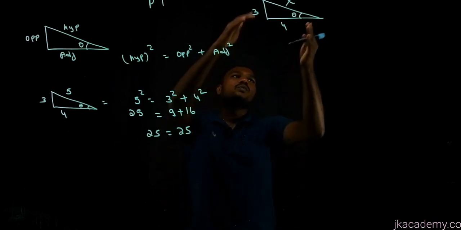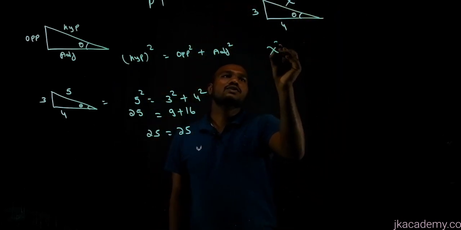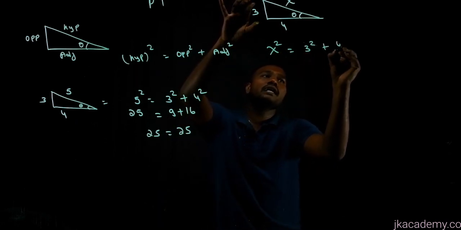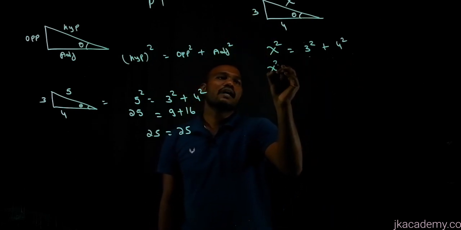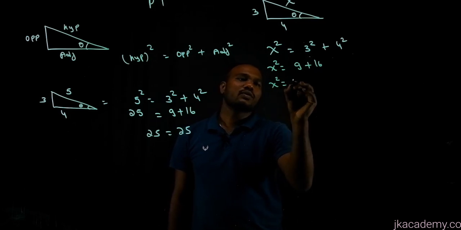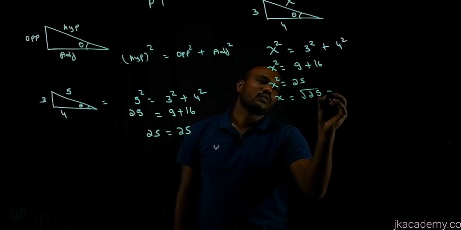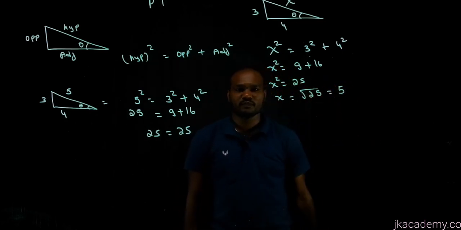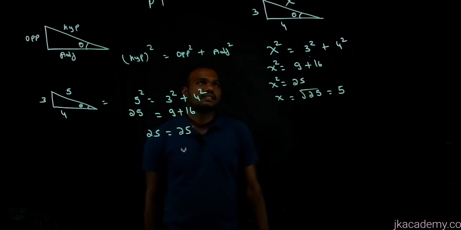How to find which is bigger? Hypotenuse is always the bigger. So bigger square is equal to smaller square, that is 3 square plus 4 square. Small square plus small square. So x square equals 9 plus 16. So x square equals 25. x is equal to root 25. Root 25 is plus or minus 5, but it is a distance, so let's take only positive 5. Root 25 is how much? We'll get 5. Is that cool?